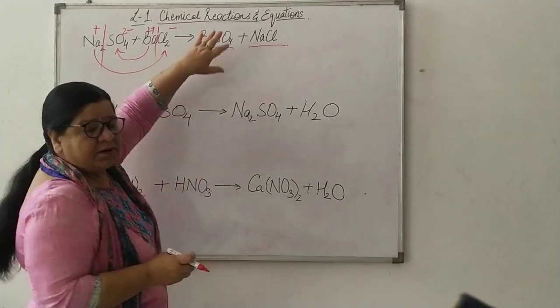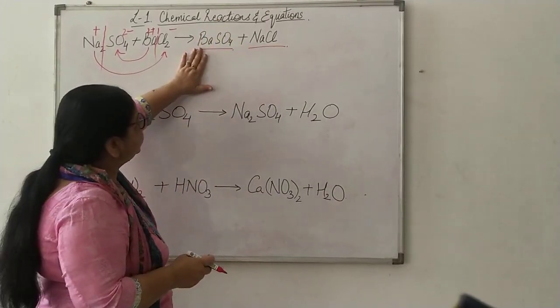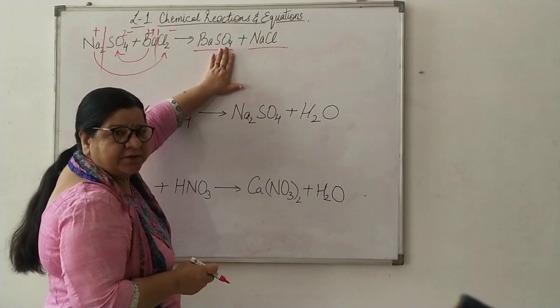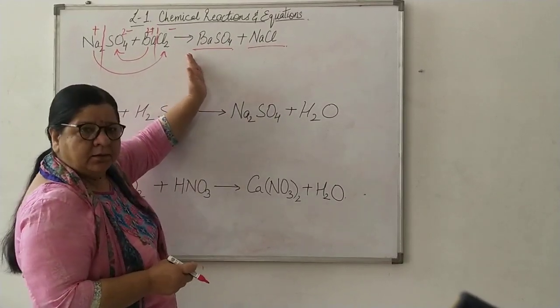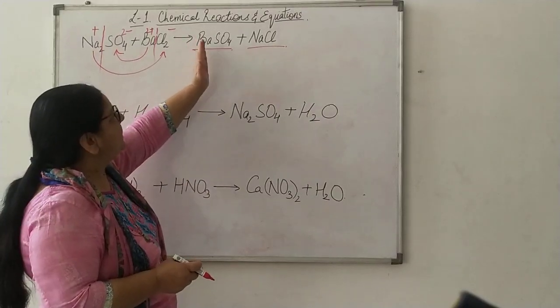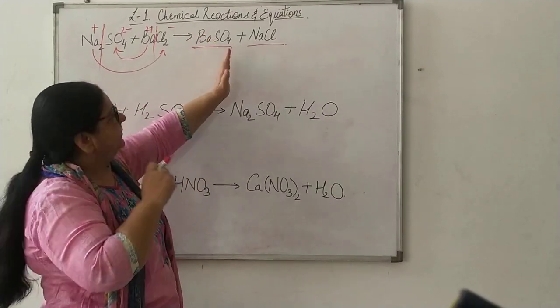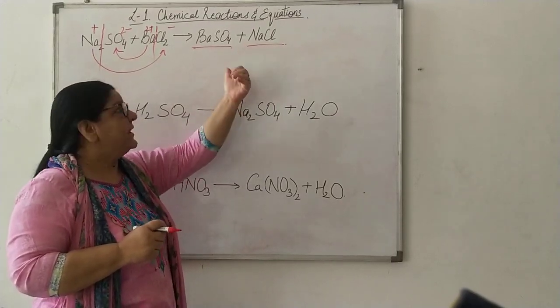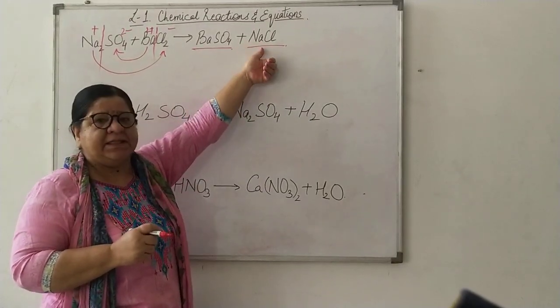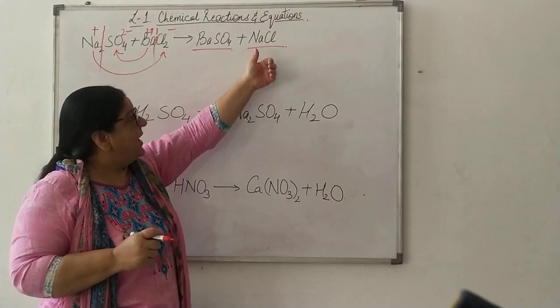It is a must that we write the cation first and the anion after that. We cannot write it as SO4Ba. We have to write it as BaSO4. NaCl, not ClNa. Always the positive ion first and then comes the negative ion.